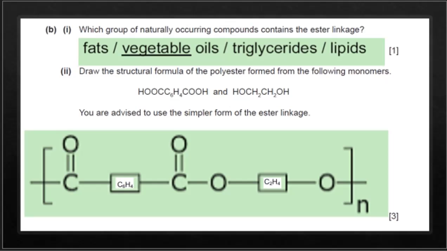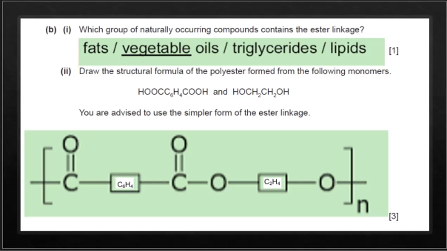The answer to that: your fats, your vegetable oils, your triglycerides, your lipids, high density lipoproteins, low density lipoproteins, all these substances naturally occur in life, and they contain the ester linkage. What is the ester linkage? C double bond O bonded to another oxygen.